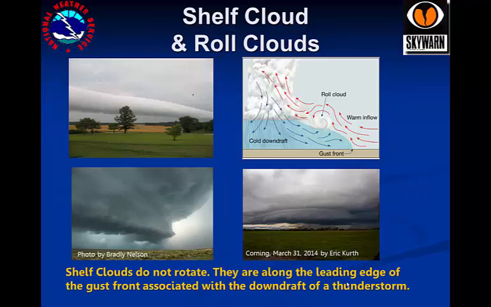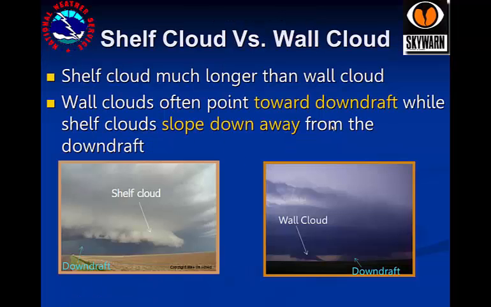Other features that can fool people into thinking they're seeing wall clouds are shelf clouds and roll clouds. These features are frequently part of stronger, more mature, and organized storms in our area. They're not wall clouds, though, and form with the downdraft on the leading edge of a gust front. Shelf clouds do not rotate. Roll clouds are similar to shelf clouds, but can be more separate from the rest of the thundercloud. They can rotate horizontally ahead of the rest of the storm and are not the source of tornadoes.